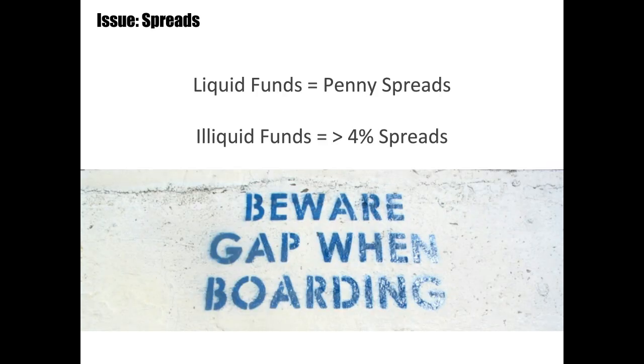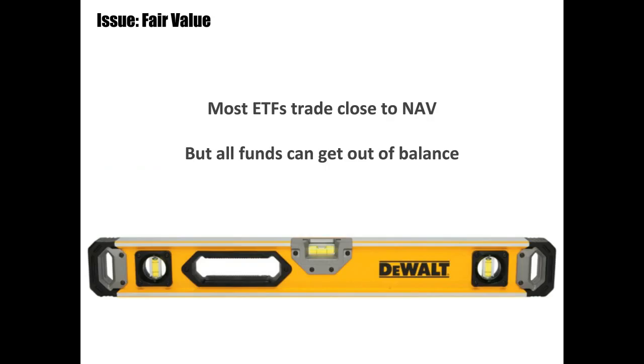I mentioned spreads. Even with zero-cost commissions, you still pay a spread entering and exiting an ETF. You don't do that with a mutual fund. Some spreads are small, a penny wide. Some are 4% or more. So you just have to be careful and consider spreads as one of your major costs. Another issue can be fair value. Most ETFs trade close to NAV, but funds can get out of balance. So again, it's a burden on you as a person executing these trades to understand how you evaluate fair value and decide if it's something you need to keep an eye on.